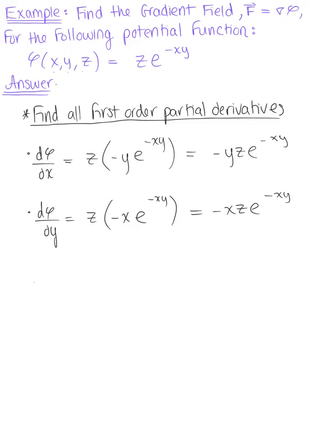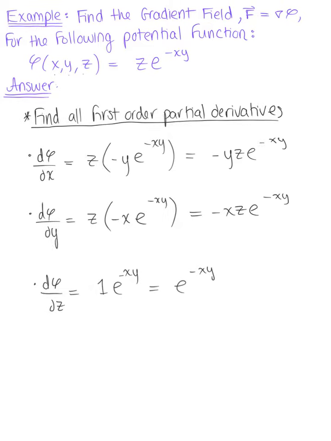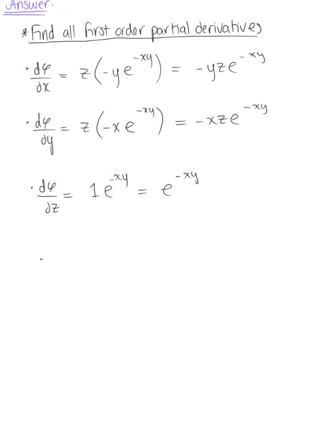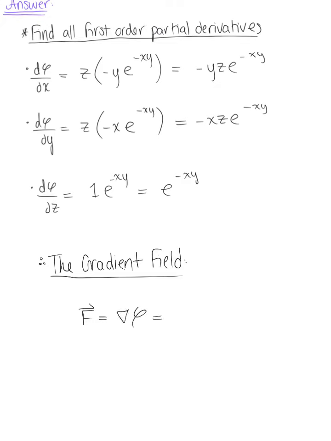And last but not least, we have the partial derivative of phi with respect to z. So this is just 1 times the natural exponential raised to the minus xy, or just the natural exponential raised to the minus xy. And the hard part is over. We're ready now to go ahead and find the gradient vector. So we can say therefore, or not the gradient vector, excuse me, the gradient field will be the vector f defined by the gradient of our function phi, whose components are these three partial derivatives.